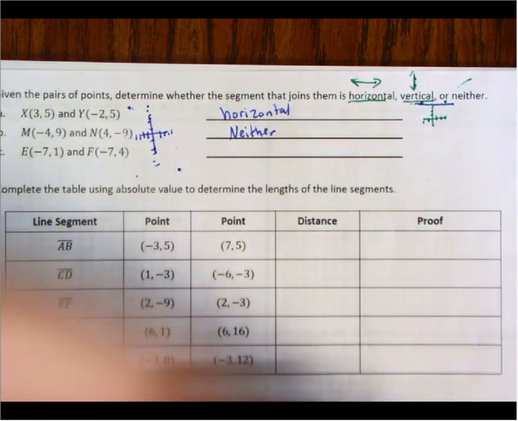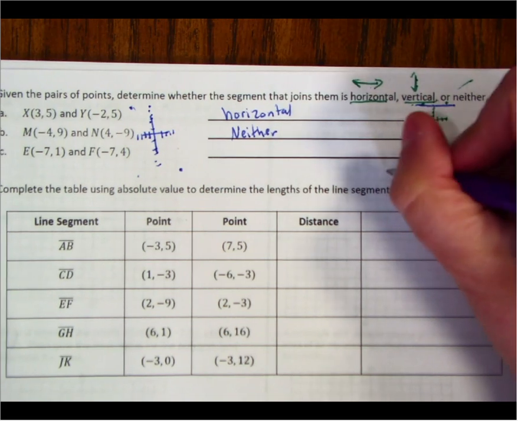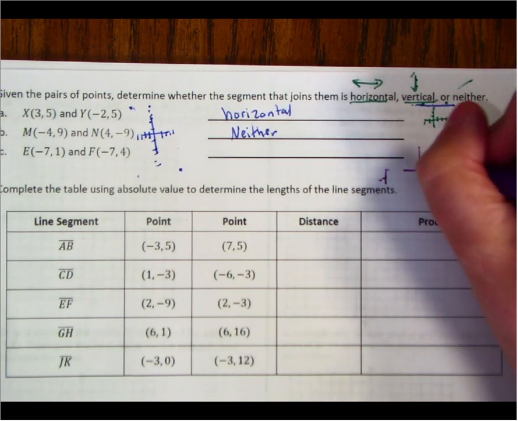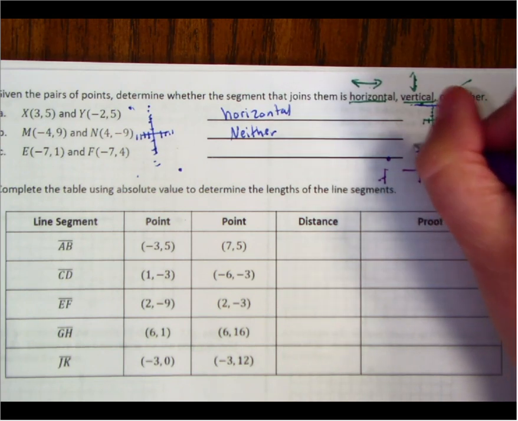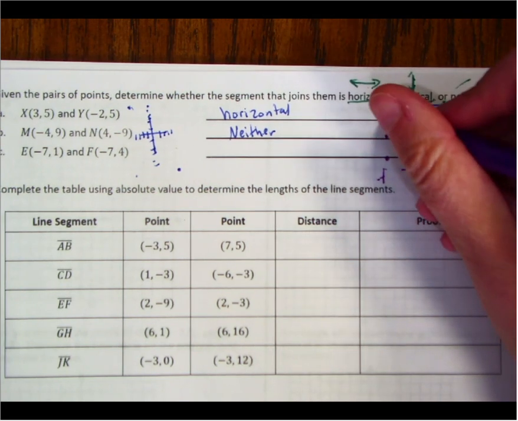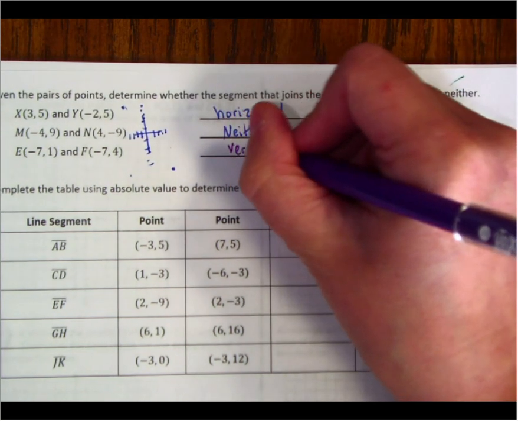Okay, and then the next one, I'm going to also draw it out, so I'm going to do it in purple over here. -7, so if I say this is -7, 1, right here, and then -7, 1, 2, 3, 4, here. Oh, it goes up and down. It goes straight up and down, so that would be vertical.